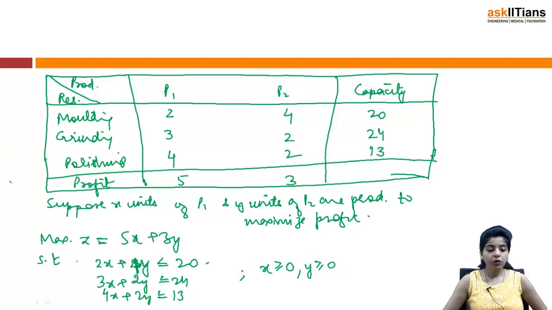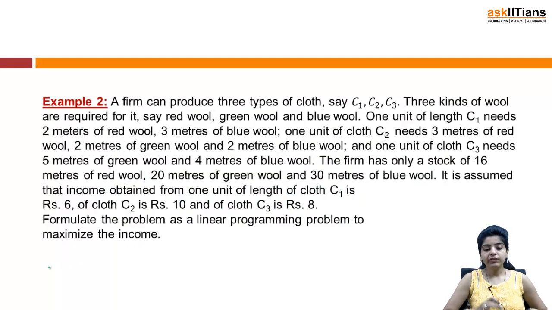So the mathematical formulation is: maximize Z equal to 5x plus 3y subject to 2x plus 4y less than or equal to 20, 3x plus 2y less than or equal to 24, 4x plus 2y less than or equal to 13, x greater than or equal to 0, y greater than or equal to 0. Now we have the second example. So this is what we mean by mathematical formulation: the problem is given to you in this form and you try to formulate it in mathematical form.